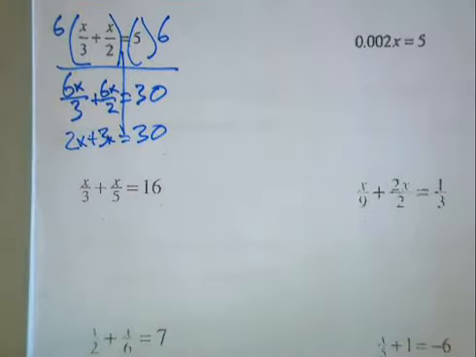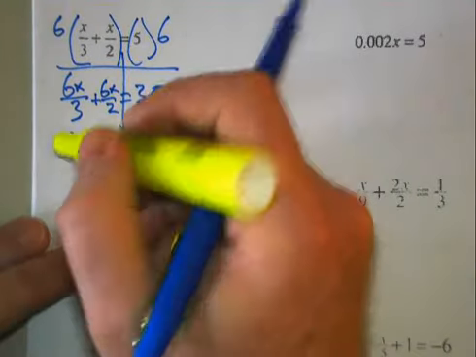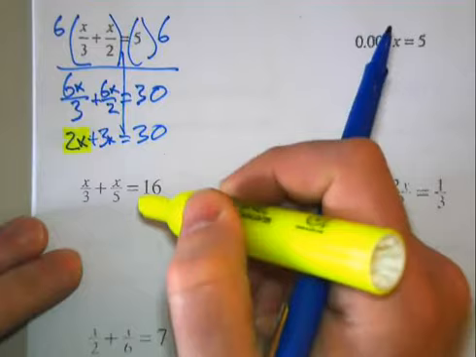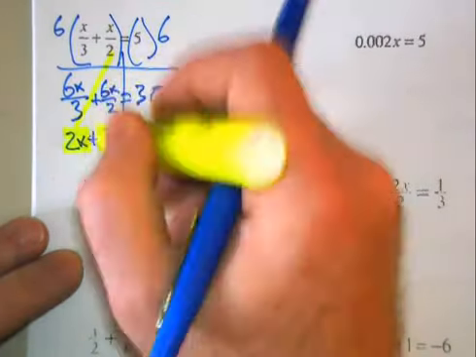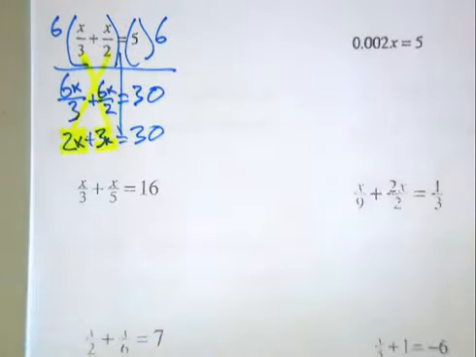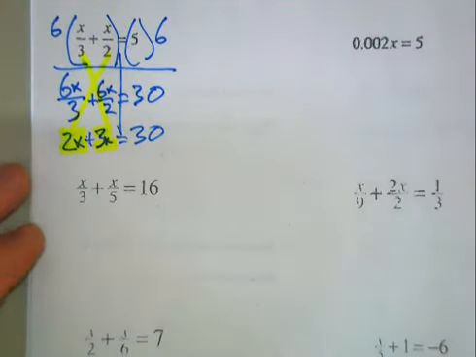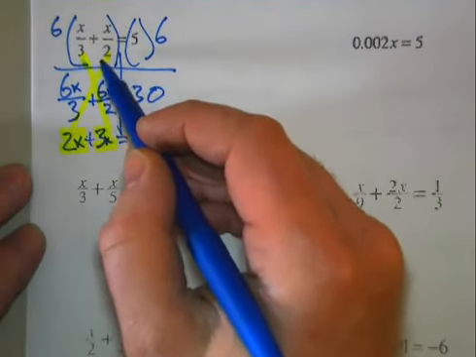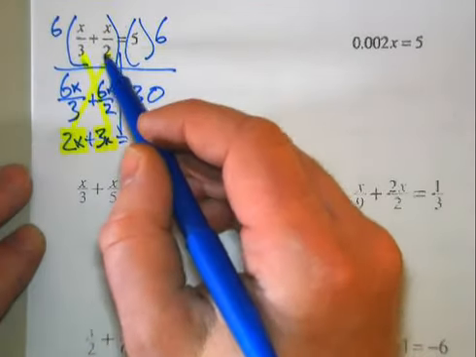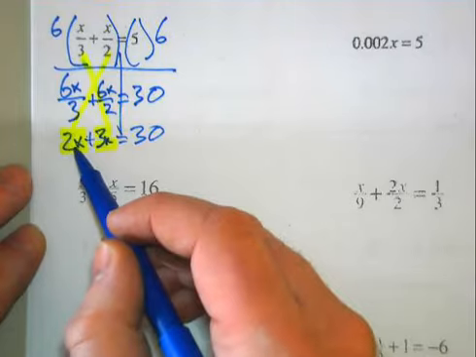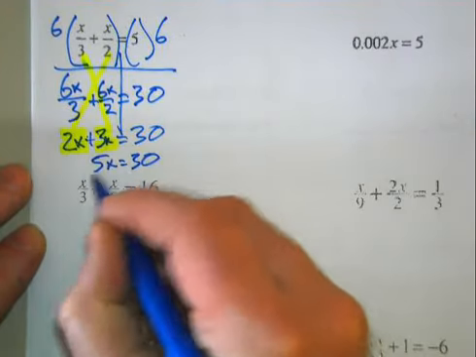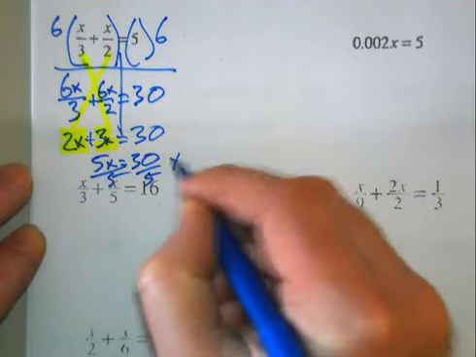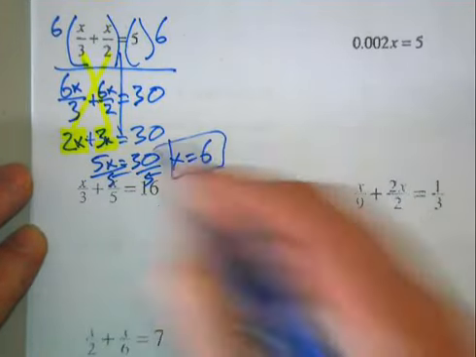But before I do that, I want you to notice what survived. I have 2x and 3x. And you'll notice that these reflect the denominators of the opposite fraction. So when multiplying by the common denominator of the both, the opposite denominator becomes attached to the x. So now you have 5x equals 30, divide by 5, divide by 5, and x equals 6, just like that.